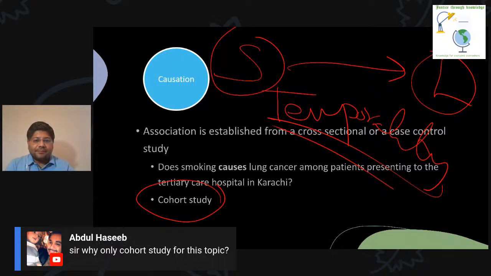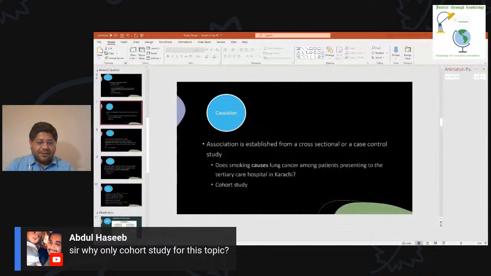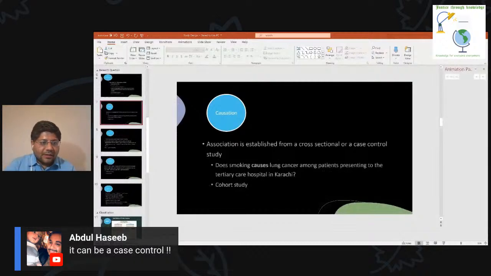Let me see other comments or questions which are coming up over here. And it can be a case control study. It depends on how you are asking the question. If you are asking the question of association, then you can use a cross-section study or a case control study. But if your research question is asking in terms of causation, if you're asking causation between smoking and lung cancer, then you have to go for a cohort study.